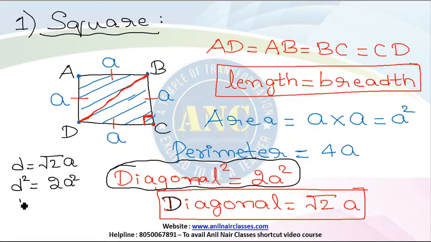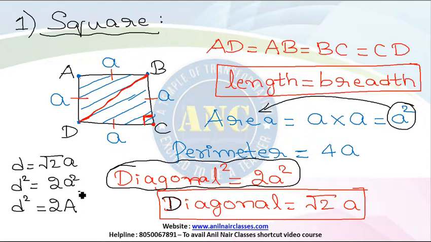Now, same logic. Diagonal square is equal to 2 into A square. What is A square? A square is nothing but the area of the square. So it is 2 times of A. In place of A square, I will write capital A, which represents area. That means the relationship between diagonal and area of a square is given by D square is equal to 2 times A. Sir, should I learn all these formulas by heart?